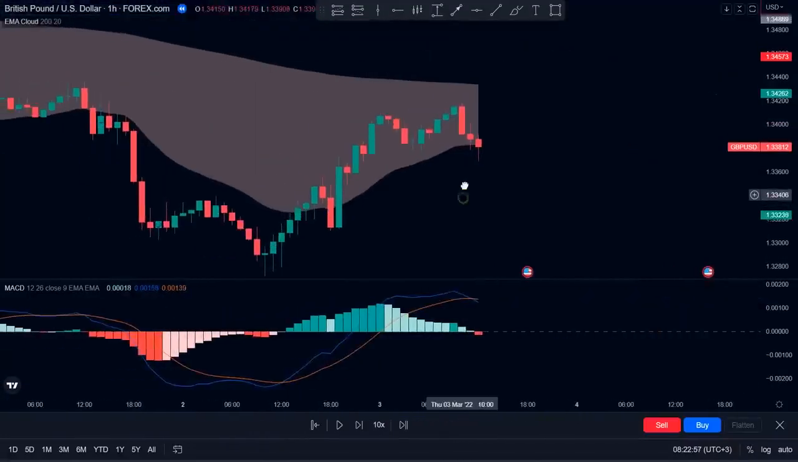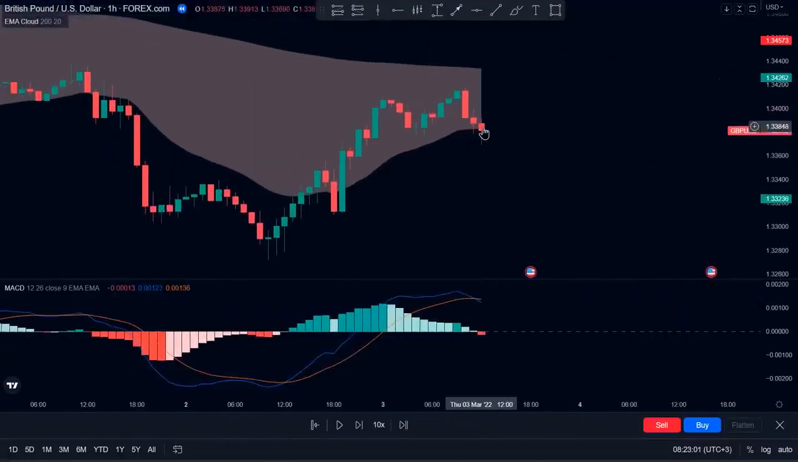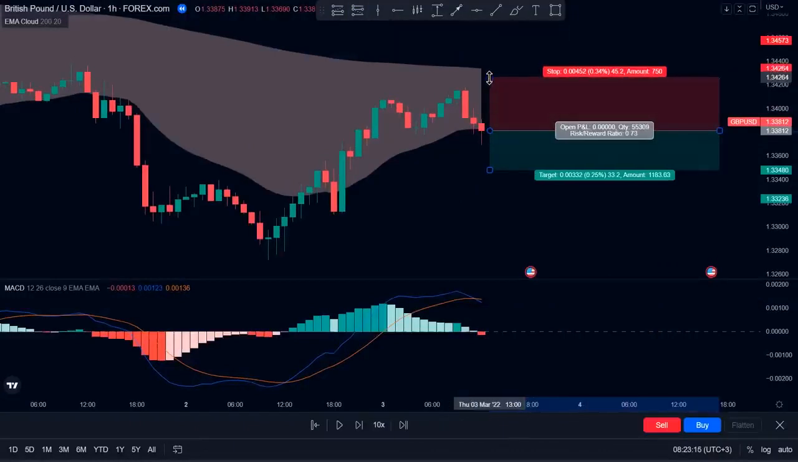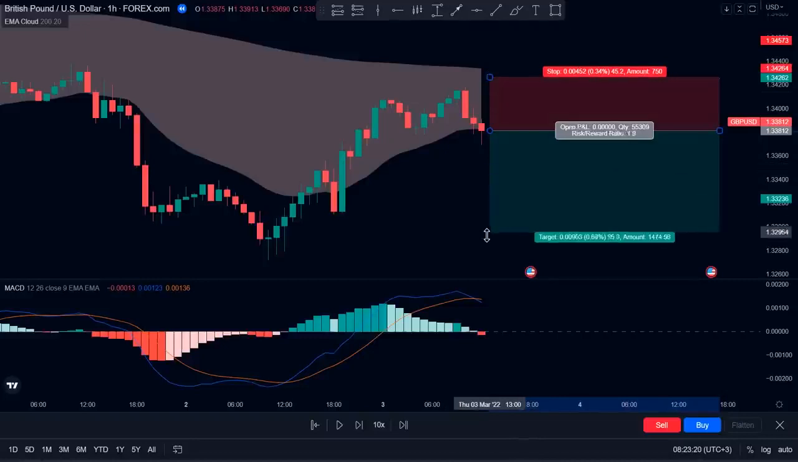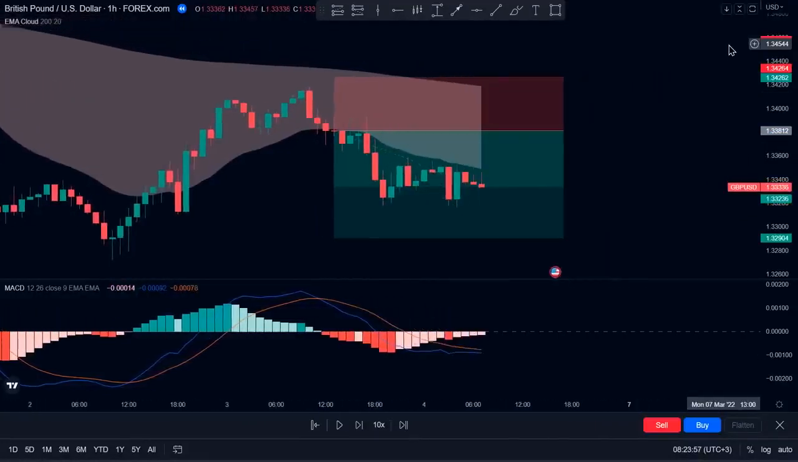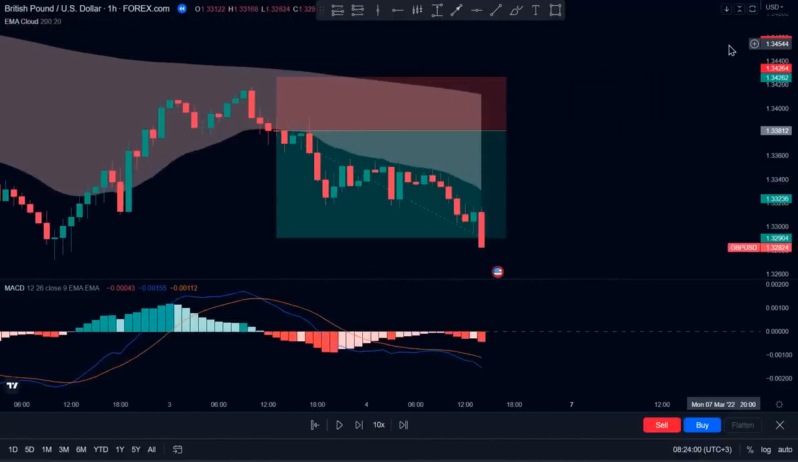All our entry conditions are met on this candle, so we enter a short trade. We're gonna set our stop loss above the most recent swing high. For the take profit, we're gonna set it at 2 times the risk. We let the trade run and take profit.